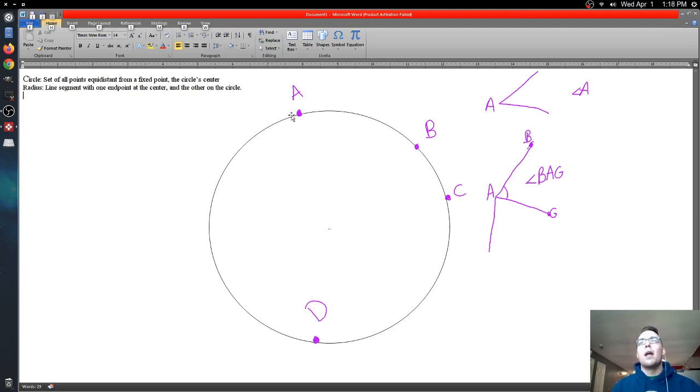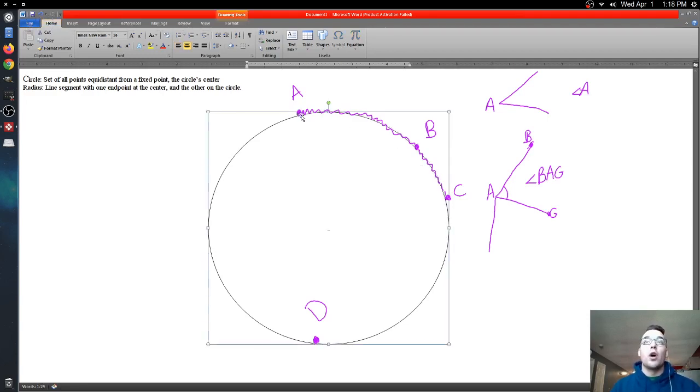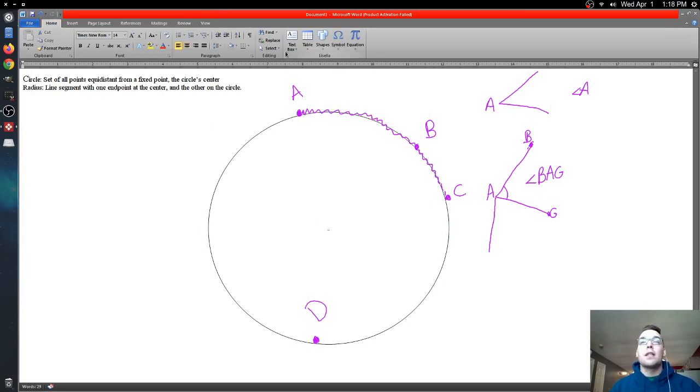So let's say what I wanted to do was trace out this arc. Now, I could say the phrase minor arc AC, because remember, to go between any two points on the circle, there's two ways to do that. You can go the short way, or you can go the long way around. In this case, I want to specify that I want to go from A to C, and I want to do it the short way.